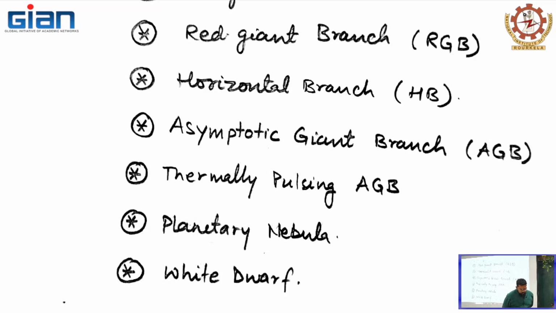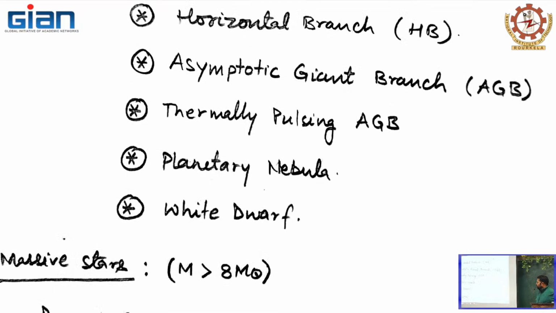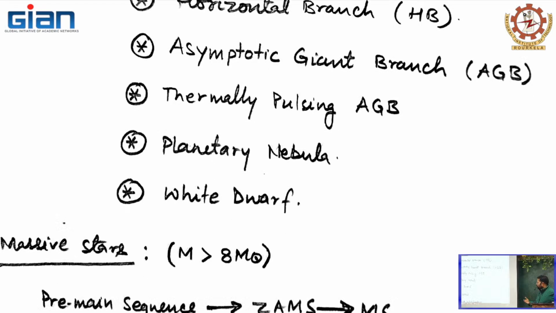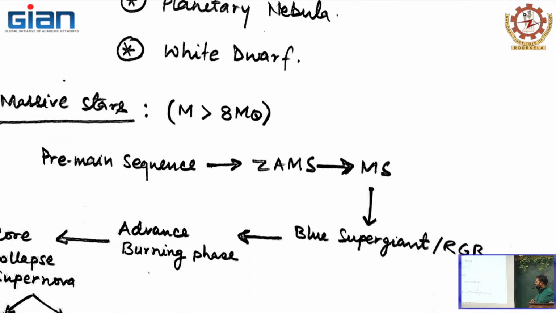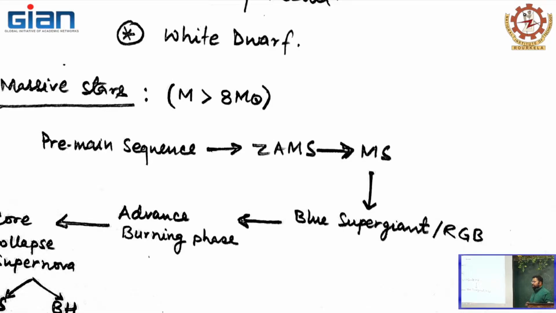Okay. So intermediate mass stars eventually follow these kinds of evolutionary tracks, and eventually they become a white dwarf. The evolutionary stages would be slightly different if you go towards the massive stars. If you consider stars of more than 8 solar masses, obviously the evolutionary scenario would be slightly different from what we have seen in the case of intermediate mass stars.